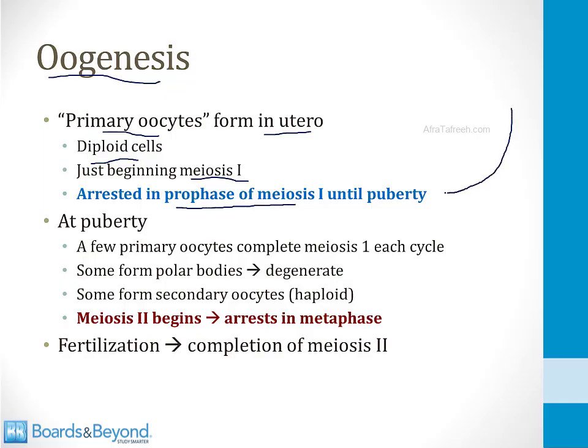And this is a very important point. Meiosis is very drawn out in females, and for that reason, as we will see later, this process is vulnerable to errors that can lead to pathology in the offspring.